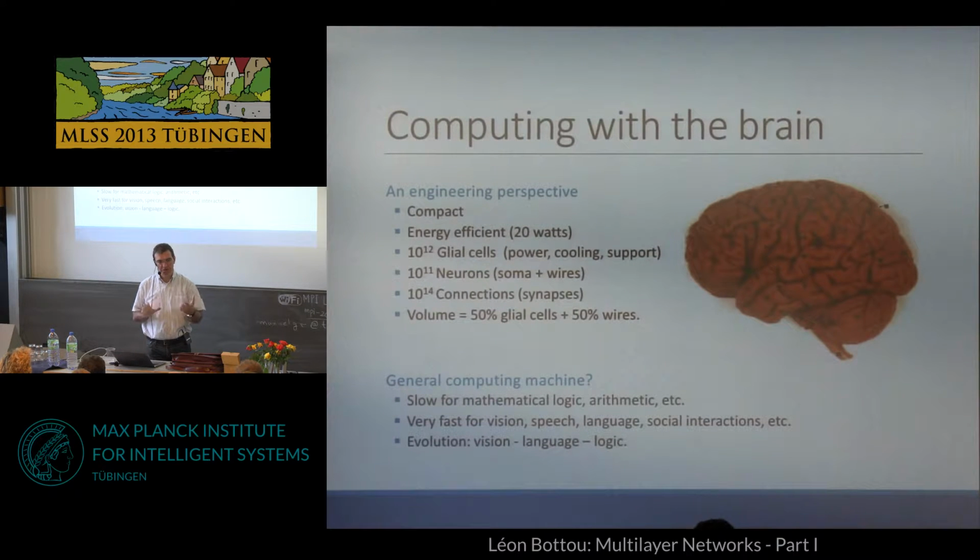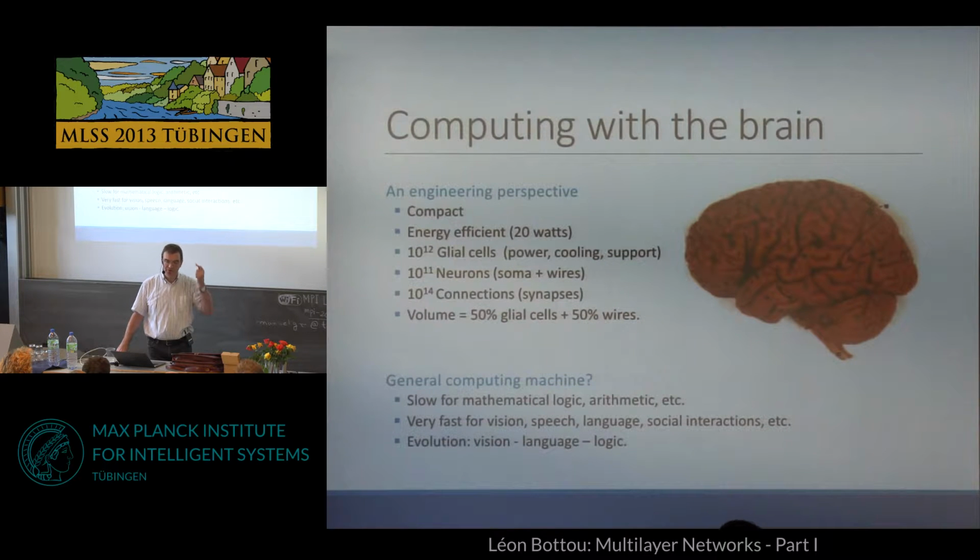But if you look at something like the brain, take an engineering perspective on the brain. It's quite compact. It's energy efficient, about 20 watts, which is not bad. You have something like 10 to the 12 glial cells that do pooling, power, cooling, support, architecture of the thing. They've put things in place. You have 100 billion neurons, which are a little soma and very long wires. You have a lot of connections, 10 to the 14. But if you think about it, 100 billion neurons, this has 128 gigabytes of SSD somewhere, so not that far. 10 to the 14 connections, it's true, we're far from that.